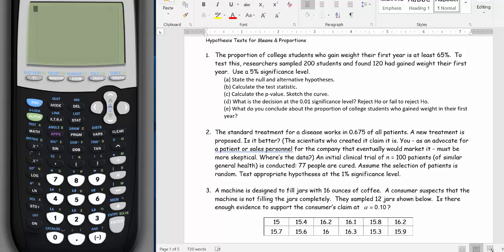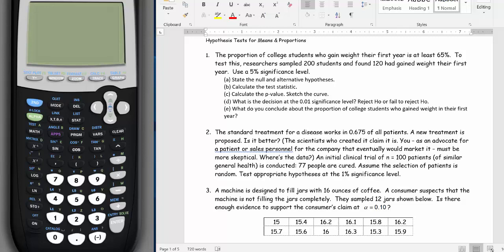So I prepared 5 questions. I think that they do cover everything that you need to know in this chapter. I'm going to begin with the first one, and I'm going to show you how to use the calculator to do the question.